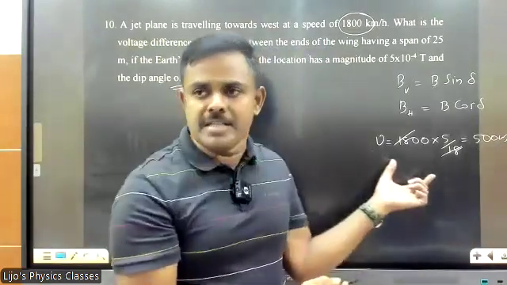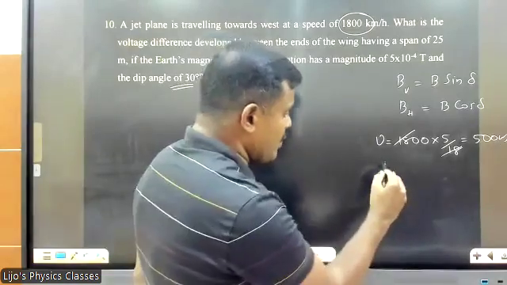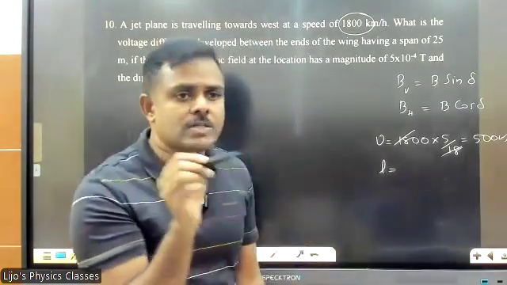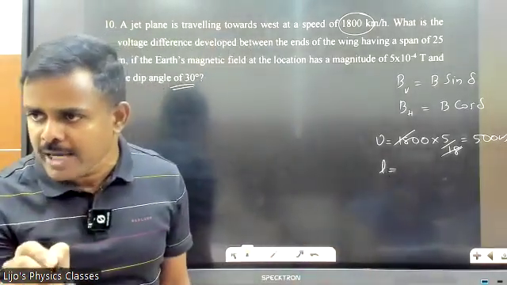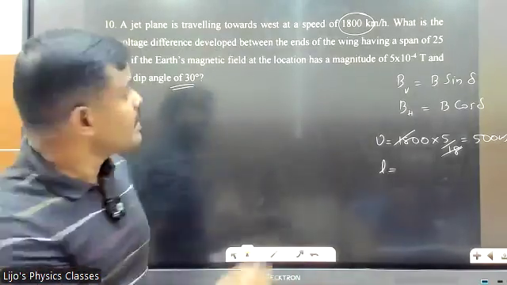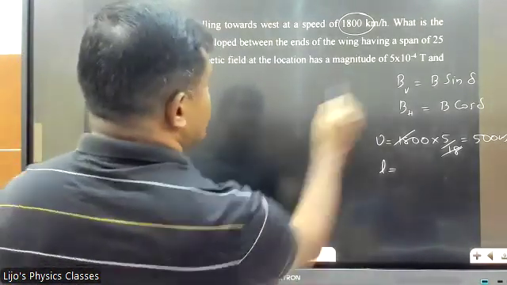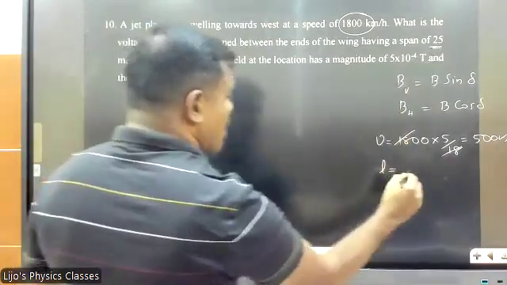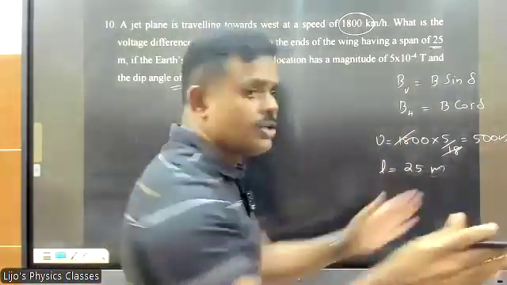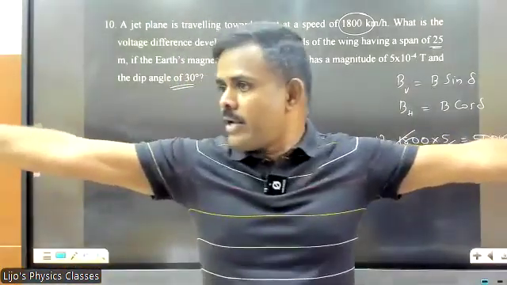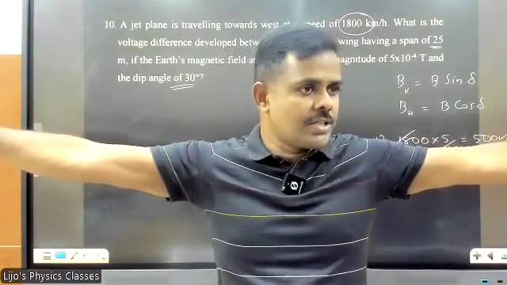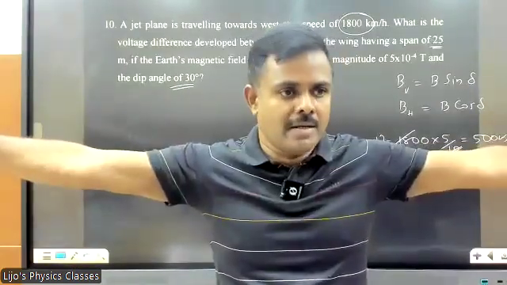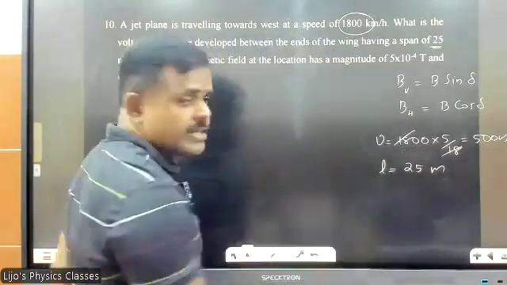So the speed of the plane is given. Length of the conductor, I had told you, is the wingspan. Where is the wingspan? It is given, 25 meters. Wingspan is actually the end to end length, the distance from that end to this end, both the wings together. So the length of the conductor is given.